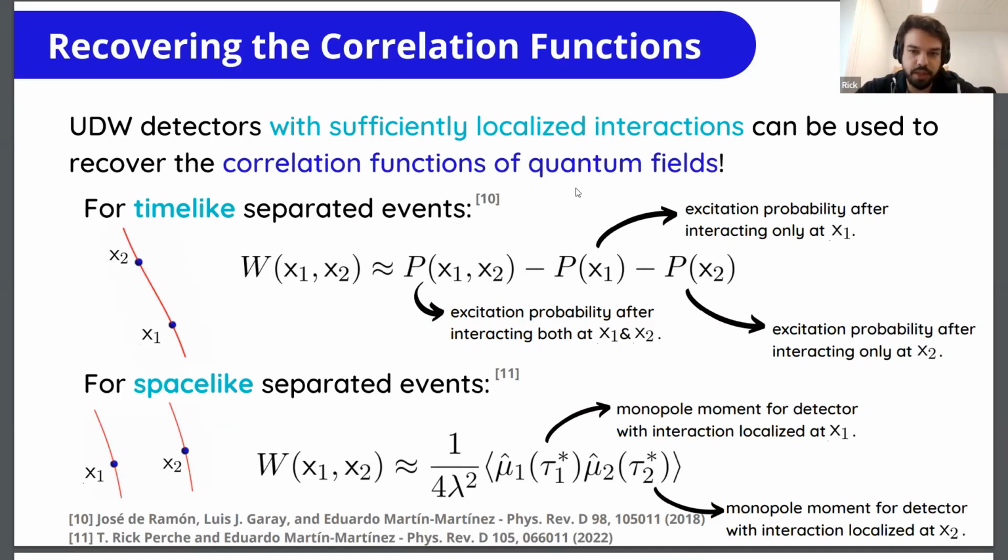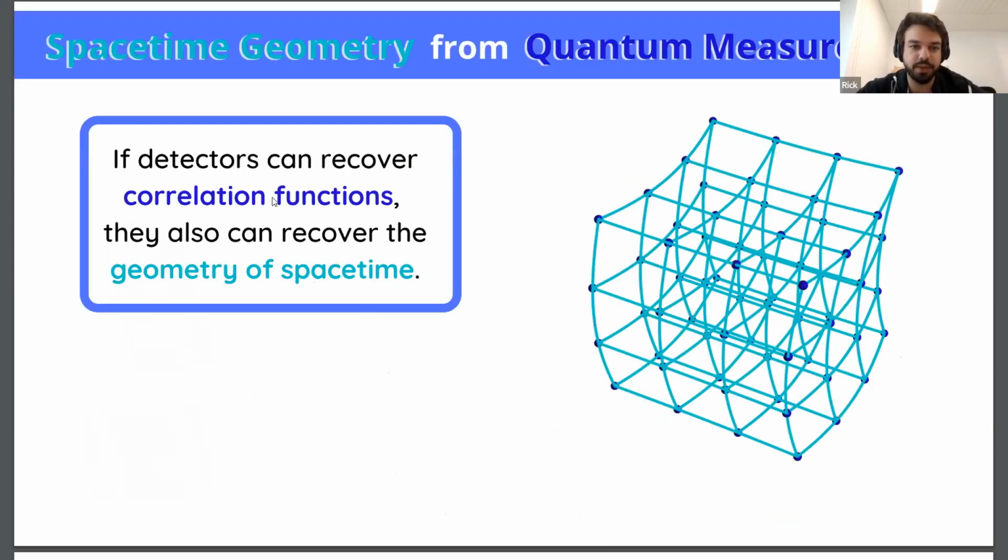And it's important to mention that these results here are exact in the limit where the interaction region is really a point-like delta centered at the event x1. So these become approximations only when these interaction regions are finite, and then they are controlled by the size of this interaction region, essentially. So overall, we can use the detectors to recover the correlation function for time-like and space-like separated events. And if we can do that, this means that these detectors can be used to recover the space-time geometry, right? Because we just said that the geometry can be recovered from the correlation functions of quantum fields.